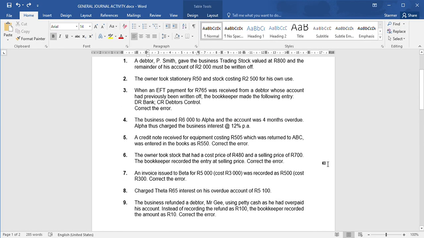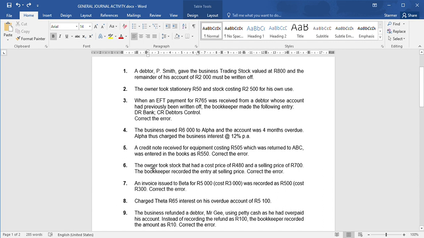Alright, the next one. A credit note received for equipment costing 505, which was returned to ABC, was entered in the books as 550. Okay, for this one here, if we are receiving a credit note, it means we're returning. So we entered the return as 550. So we took down ABC's account by 550, but you actually only returned 505.